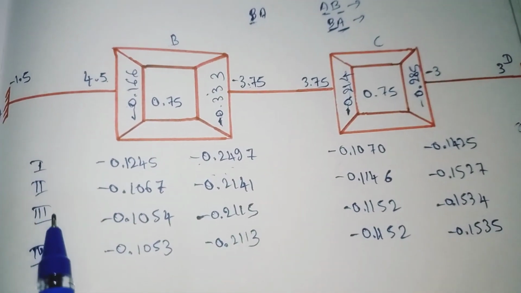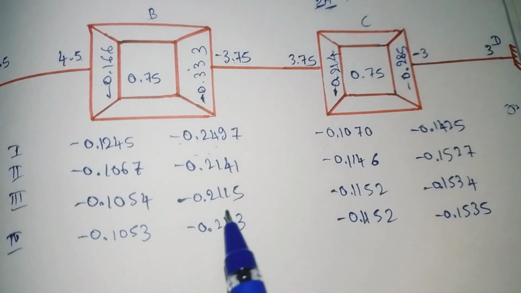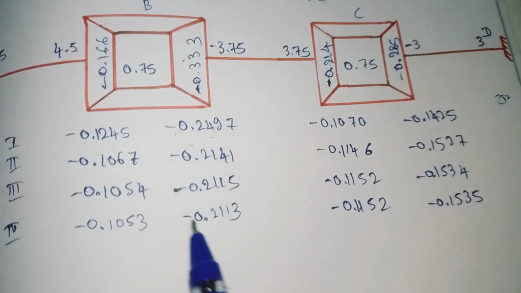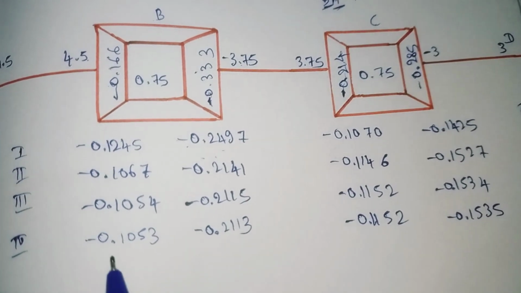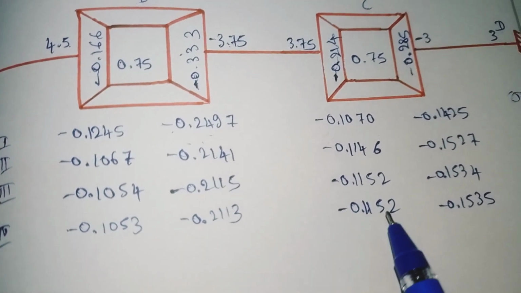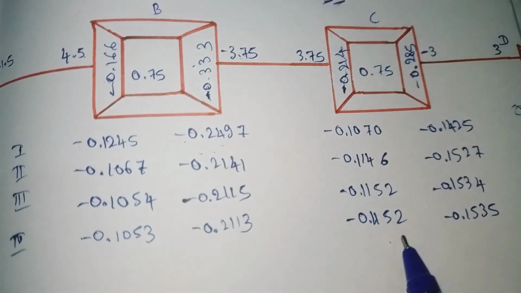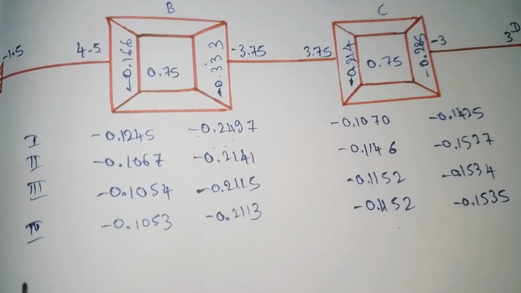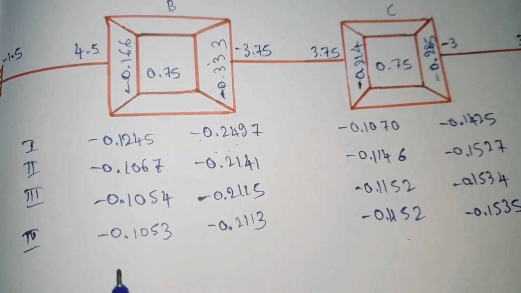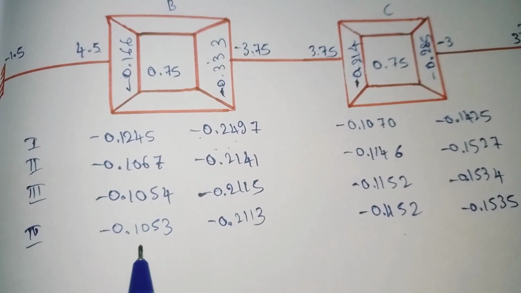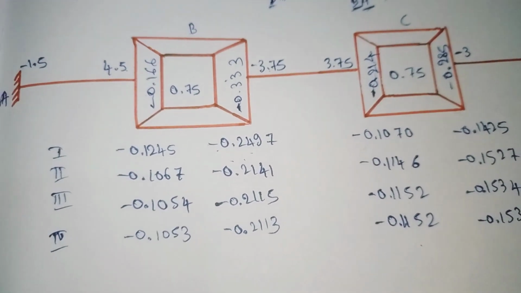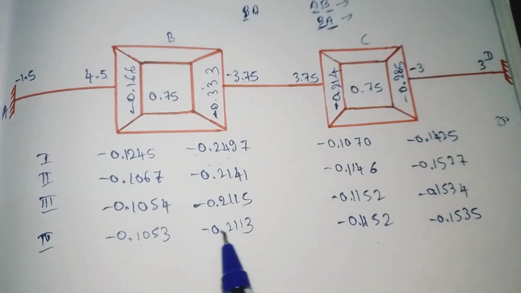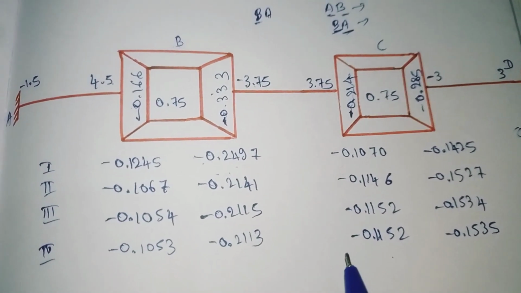So see here, our third iteration and fourth iteration, we got almost similar values. It is a very close value. When we get a very close or almost similar value, as in the third and fourth iterations, we need to stop here. Then we need to stop calculating the rotation moment. So these all are our final rotation moment values.